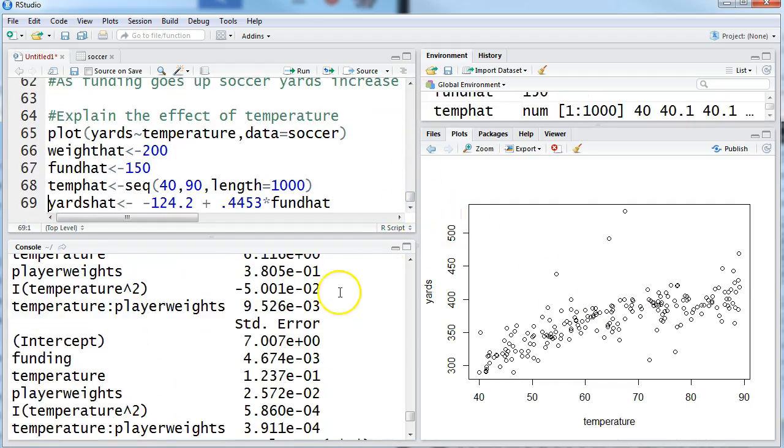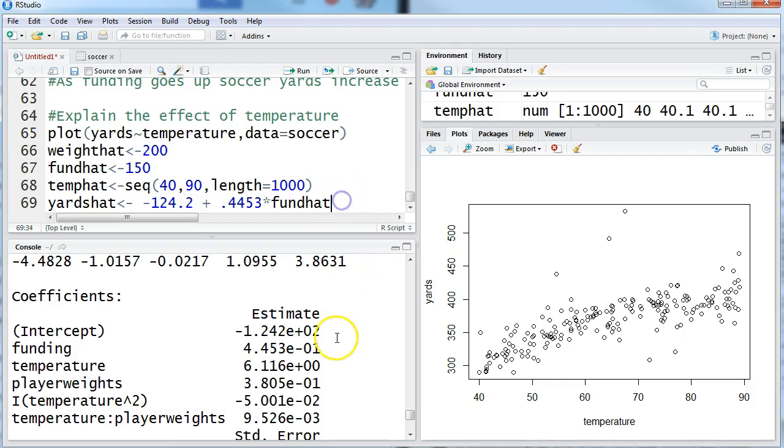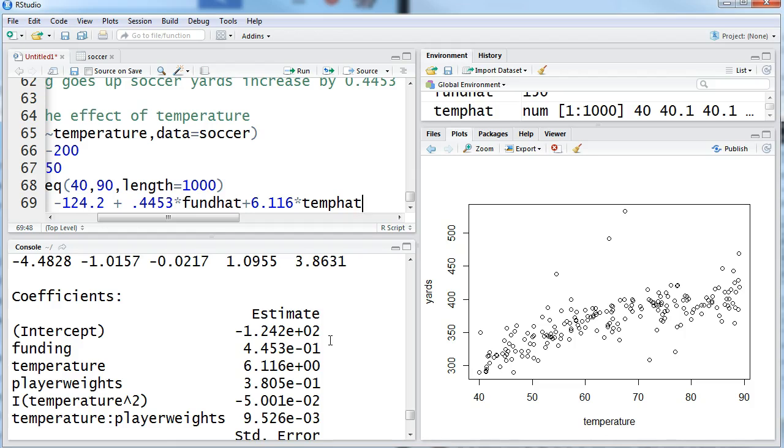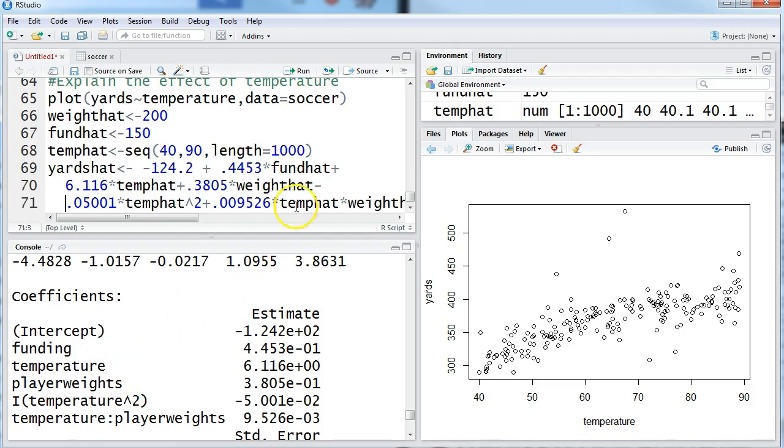And I've lost my coefficients. Okay, we did funding. Now we have temperature plus 6.116, and there's no scientific notation. That's nice. Nope, these are predictions. Temp hat. And you just keep going. A couple of things to notice. I put the plus sign at the end of the line so that R knows more is coming. I've made the mistake of putting the plus sign over here, and that will not work.